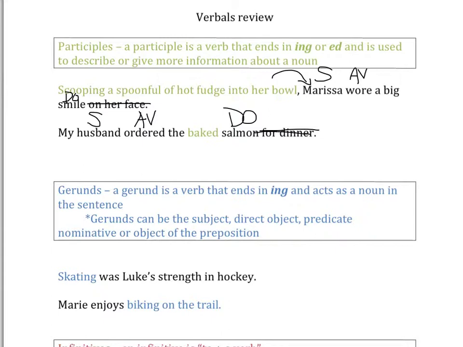Baked is an ed verb that acts as an adjective because it's giving more information about the salmon. What kind of salmon? The baked salmon. It's a participle because it describes a noun.